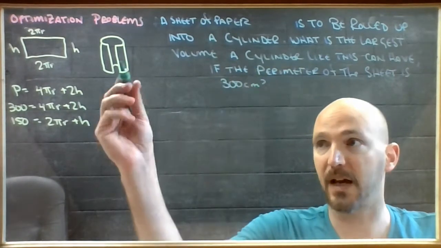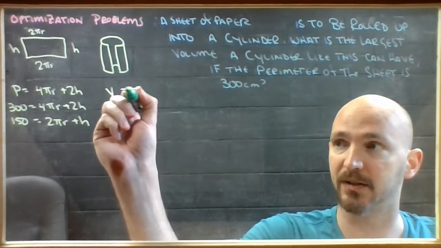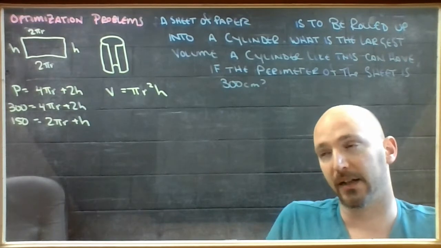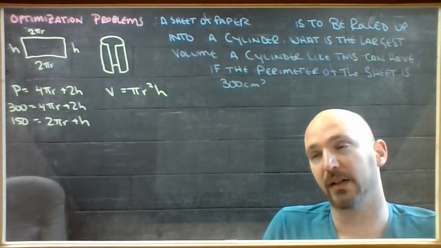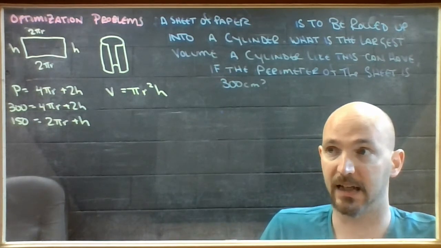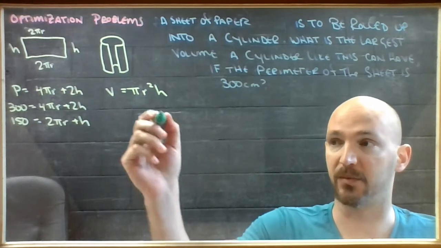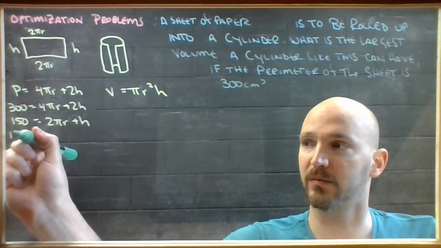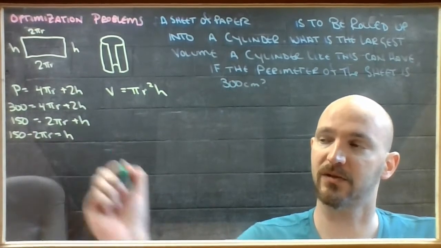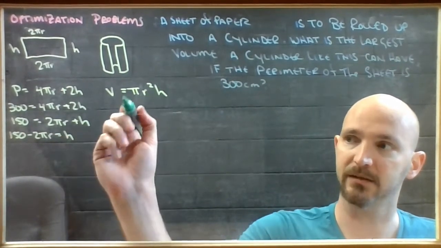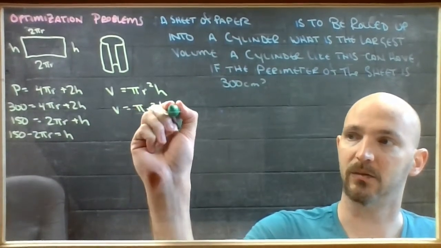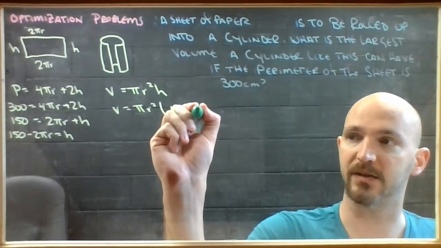It has asked me to maximize the volume, so volume for a cylinder is pi r squared h. Now I'm going to end up with a binomial over here, and then I'm going to have to square the r. So I'm going to choose instead to isolate h. It's just going to be easier from an algebra point of view. So kick the 2 pi over, 150 minus 2 pi r equals h. You can put that in here: 150 minus 2 pi r.